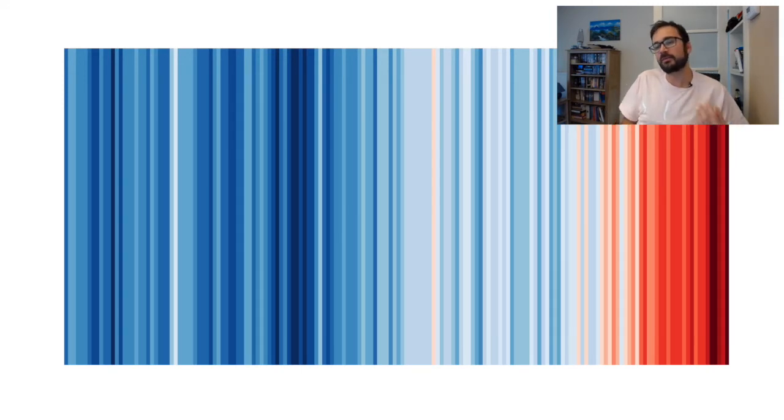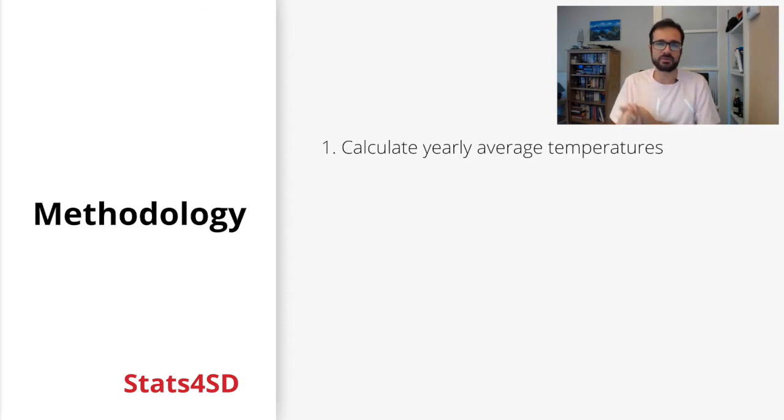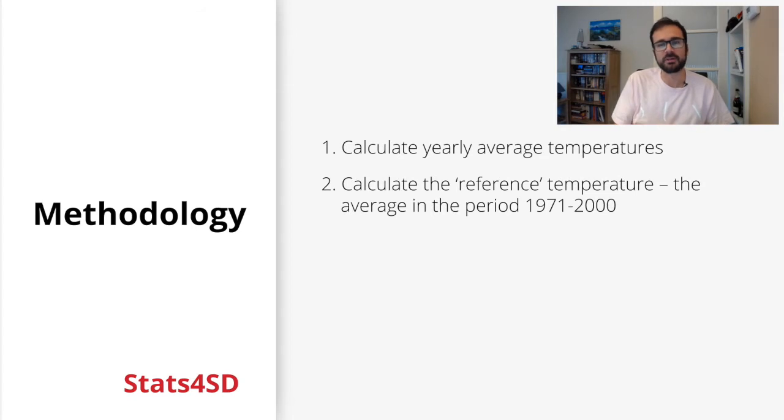So what we're going to need to think about if we want to recreate this particular plot using R is, okay, what is the process we need to work through to get to this particular outcome? There's four main steps where we first of all need to get some yearly average temperatures. Then we need to calculate a reference temperature. In the methodology used in the classic warming stripes from Professor Ed Hawkins from the University of Reading, he uses the average temperature between 1971 and 2000.